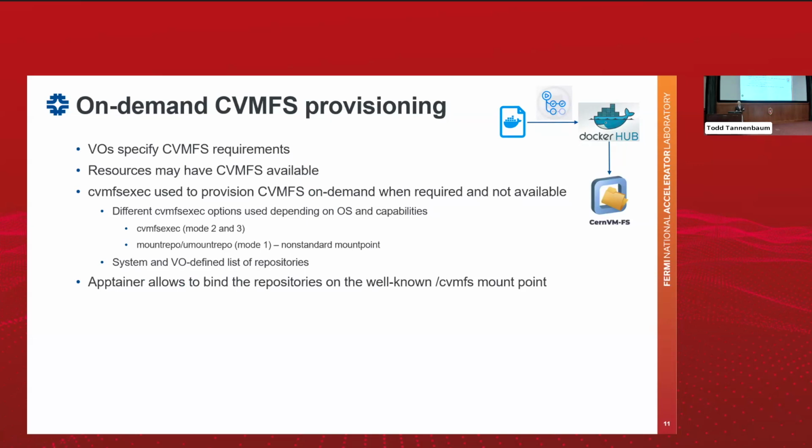A lot of sites provide CVMFS, some do not. So if the VO really needs it, we use a tool, cvmfsexec, to provide that. So automatically within the Glidein, we mount CVMFS so that the job can find it when it runs. And especially if the job runs in a container, it will also find it at the expected mount point /cvmfs.